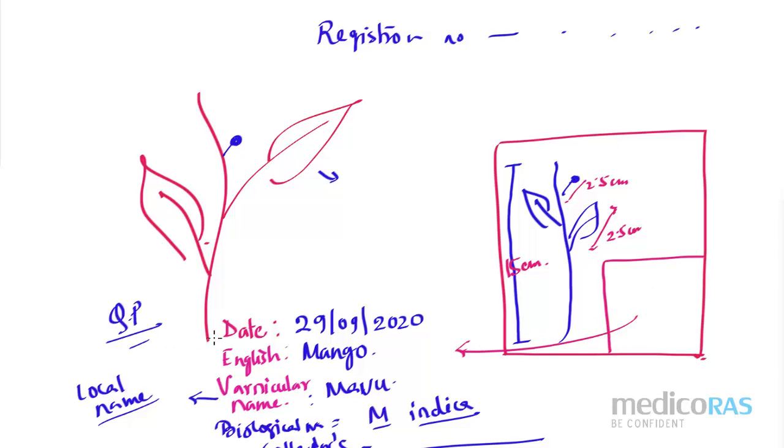So this is the question for date, the date of collection, English name, vernacular name, scientific name or the biological name, and the collector's name, right? This is what we have. But apart from this, if you are really doing a herbarium sheet, this is the NCERT portion only. If you are really doing a herbarium sheet, then along with this, you have to write economic importance about that plant. Suppose what is the economic importance of that mango. So you have to write a few points here.